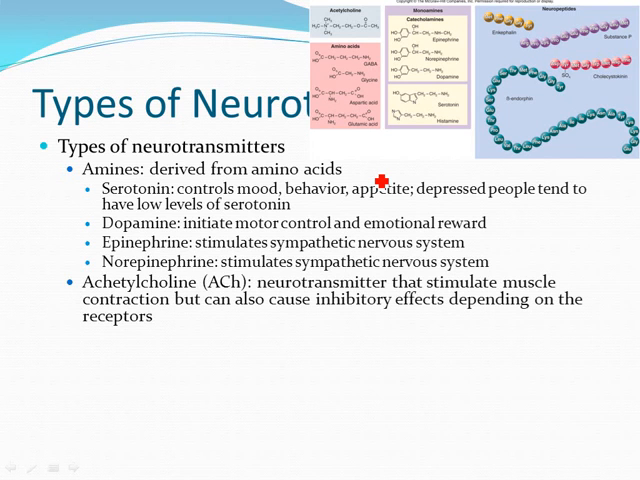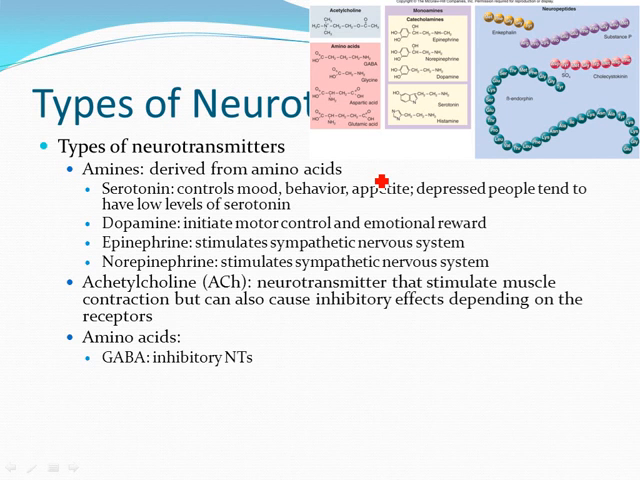Acetylcholine is a type of neurotransmitter that helps us cause muscle contraction when our nervous system is communicating with our muscles. However, depending on the receptors on whatever cell we're talking about, it could cause excitatory effects or inhibitory effects. Remember, excitatory effects are going to cause the membrane potential to become more positive or negative? Positive, right? Inhibitory, more negative, yeah.